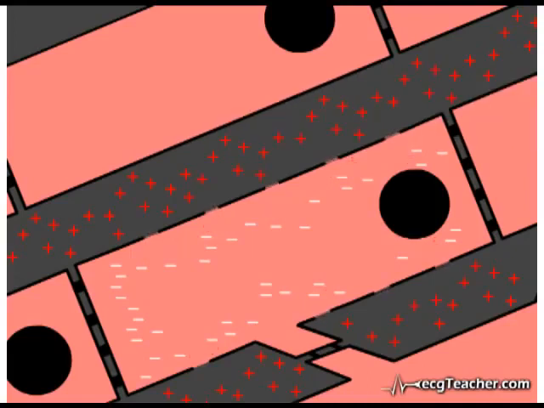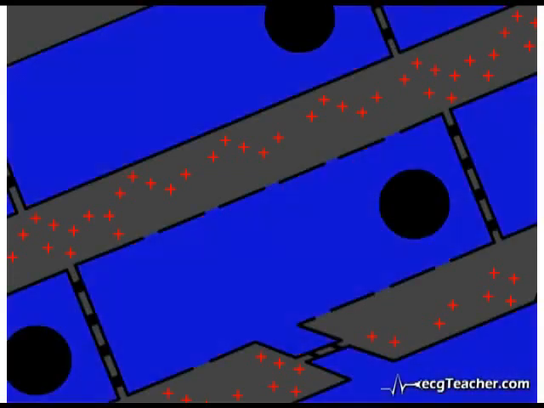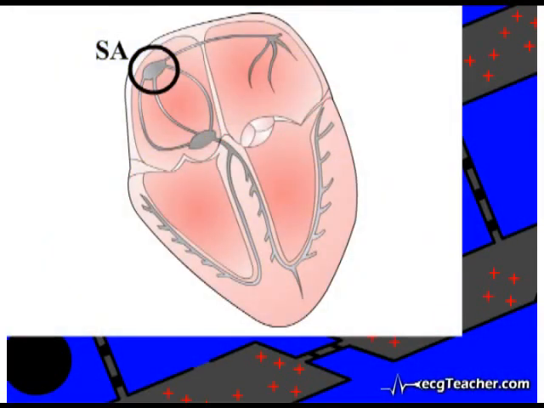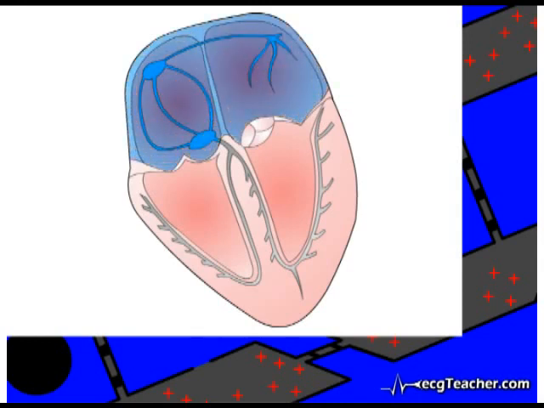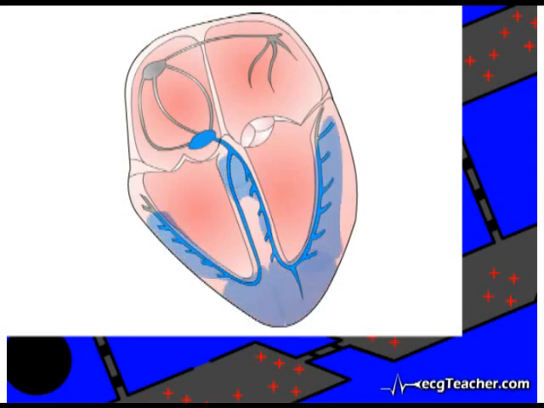As the membrane spontaneously depolarizes, a threshold is reached and an action potential is generated, which propagates out to surrounding cells, ultimately triggering depolarization of their membranes. In this way, once one region depolarizes, a wave of depolarization spreading through the entire organ is generated.